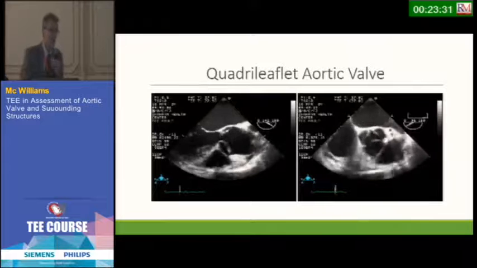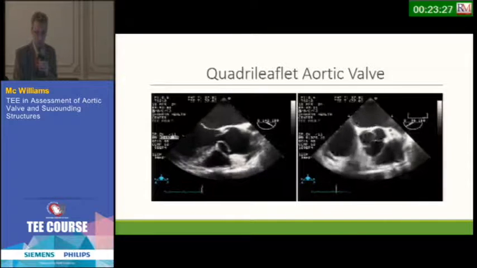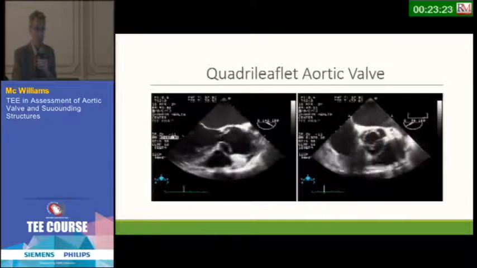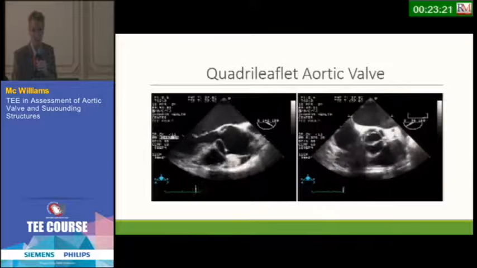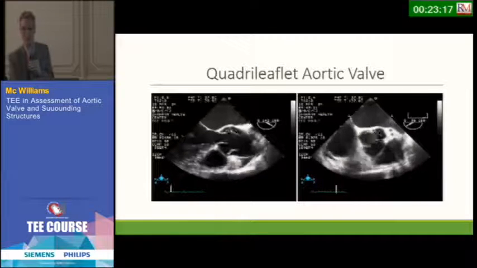Unicuspid aortic valve can occur as well, but this tends to present in the pediatric group with severe valve dysfunction. I've never seen a unicuspid valve in an adult. Maybe some of my colleagues have. I know Dr. Rafai has a collection of weird and wonderful things.